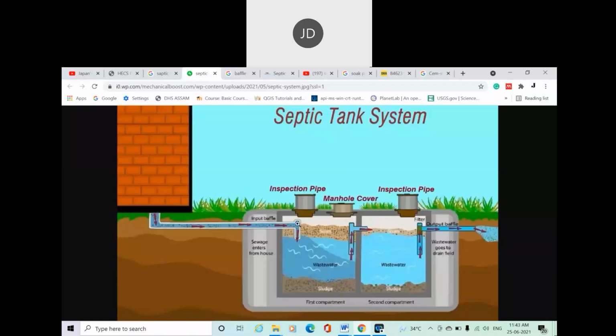Wait, yeah, even here in the diagram, this is your inlet pipe. This is your outlet pipe. Even some pipe can also be added here to transfer the wastewater from the first chamber to the second chamber.